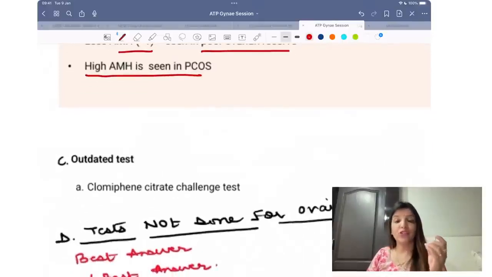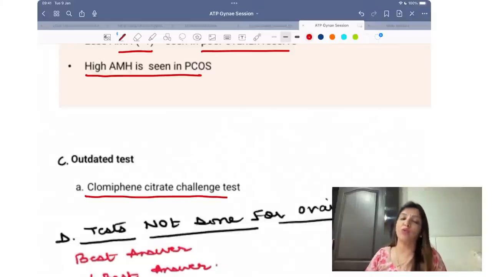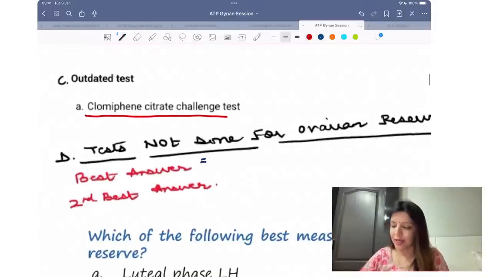Now, one of the tests which is outdated for ovarian reserve is the clomiphene citrate challenge test. So just remember the name, that this is an outdated test for ovarian reserve. Now how will the question come? The question will be, all of the following are tests for ovarian reserve except. They are going to give you a list of tests. All of the following tests are done for ovarian reserve except. The answer to that except is serum progesterone levels.